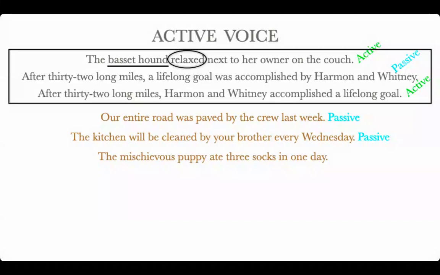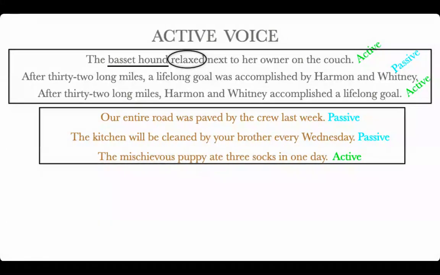And how about the last one? The mischievous puppy ate 3 socks in one day. Well, the verb is ate. So the question is, who ate the sock? Well, the puppy did. And in this sentence, the puppy is the subject. Therefore, the sentence uses active voice, since it is the subject that is performing the action.